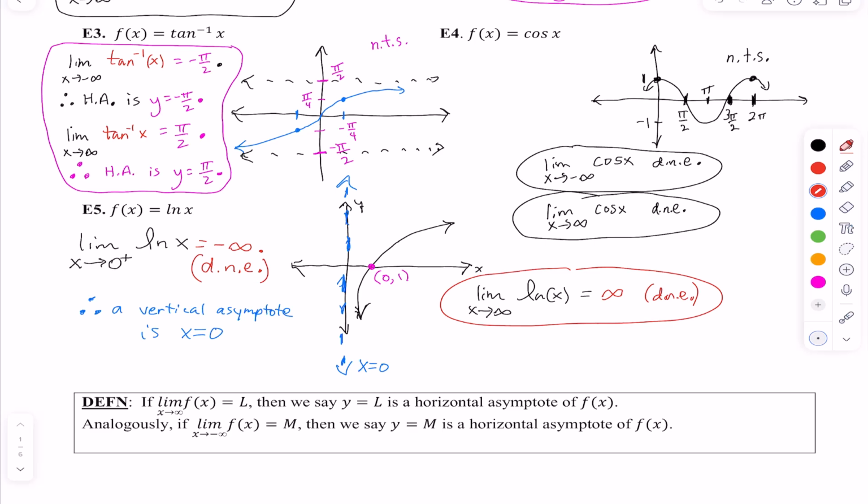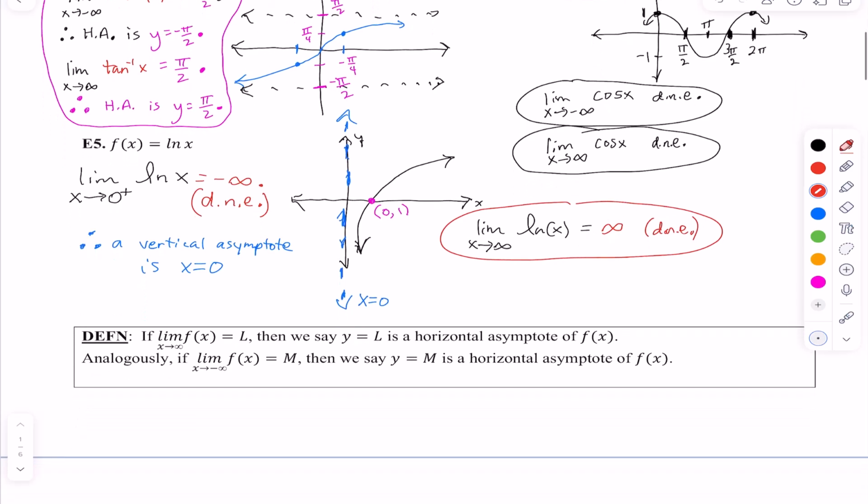All right, so what can you conclude about certain end behaviors? Well, here's a formal definition of a horizontal asymptote. If the limit as x approaches very large of a certain function gets to a finite number L, then we say y equals L is a horizontal asymptote of f of x.